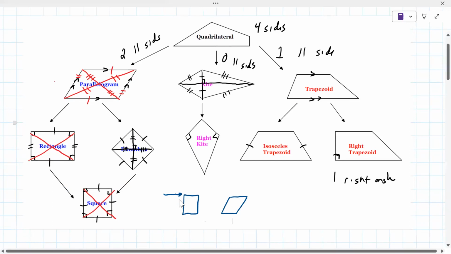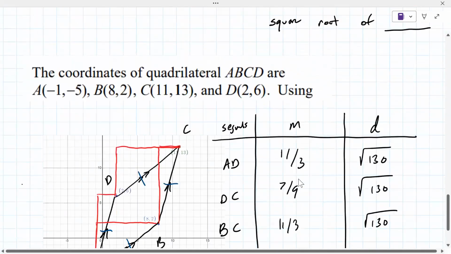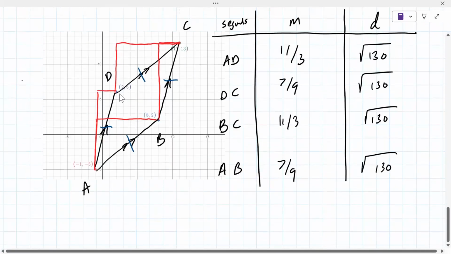Kind of imagine sticking a little thing there and you push it over a little bit. So this would be a... It's pretty obvious by looking at it. It's a rhombus, but to be sure, you have to figure out, well, do any of the angles meet at 90 degrees?